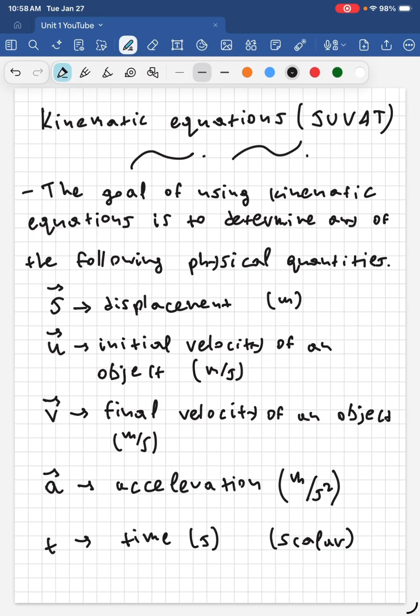Time is usually the time between two instances in time. Like we start with an initial velocity and we end with some final velocity. And sometimes we are interested in the time needed for that motion to take place, okay, for that change to take place. All right, so this is what SUVAT stands for. I'm gonna box it. Okay, so let's move on.